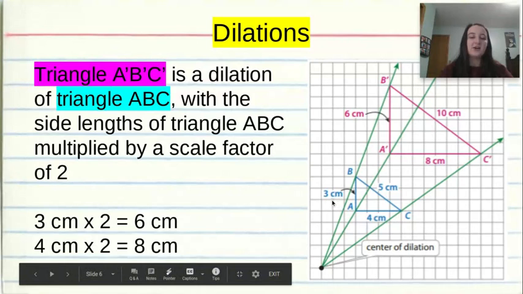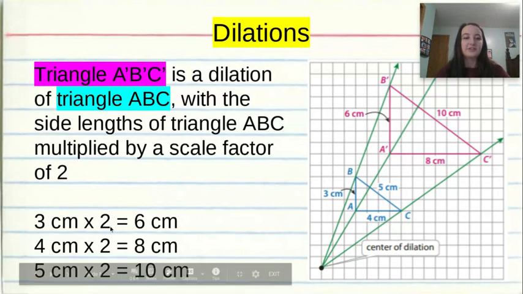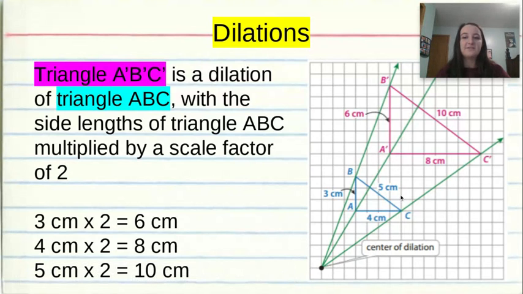That means we take all of our original lengths and multiply them by our scale factor to find our new lengths. So we have 3 multiplied by our scale factor of 2 to get 6 for our new A prime, B prime. 4 times 2 is 8, so there's our new A prime, C prime. And then 5 times 2 is 10 for our B prime, C prime.